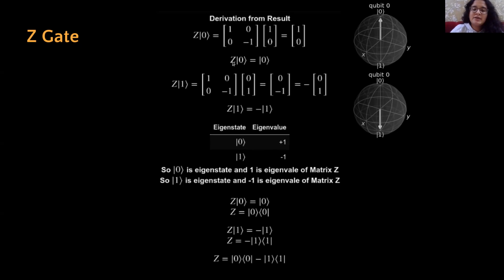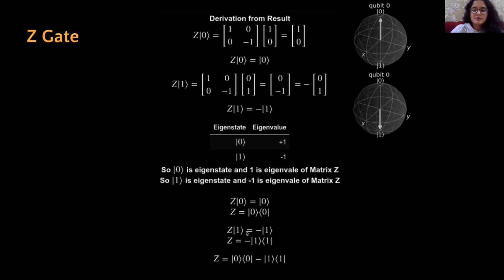And we see that when we apply the Z gate on ket 0, we get ket 0 back with no rotation. And when we apply it on ket 1, we get a negative sign. It is just scaling. Eigenvectors can be scaled by the matrix, but not rotated. So these are the eigenstates and their corresponding eigenvalues. We know that this is the equation we got from here. We take ket 0 on the other side, it becomes bra of itself.